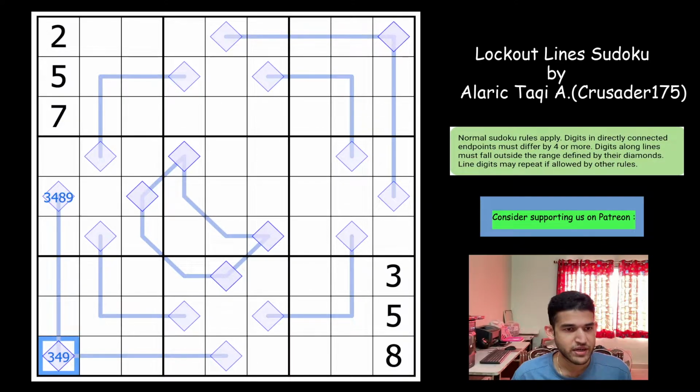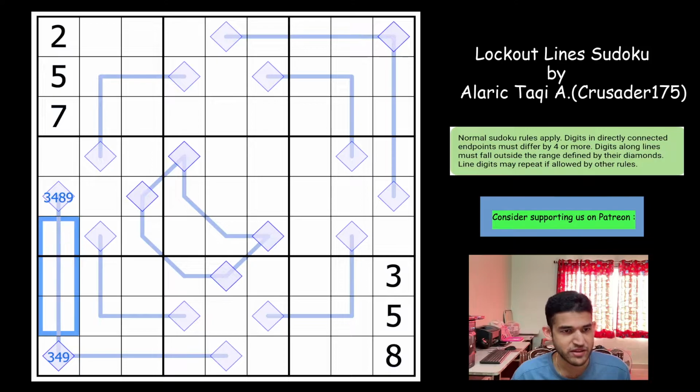So now we are getting closer. So let's say I have a 3 here and an 8 here. Then the only digits which can go inside are a 1, 2 and a 9.